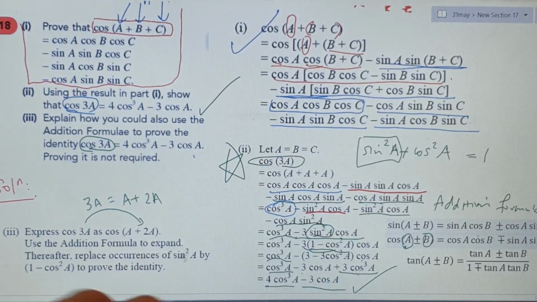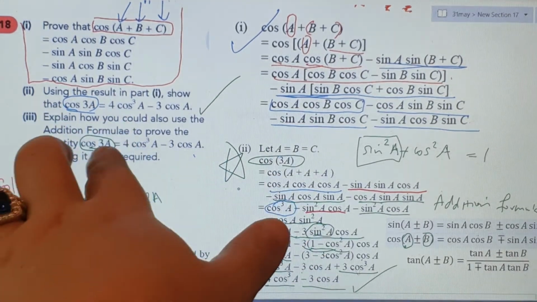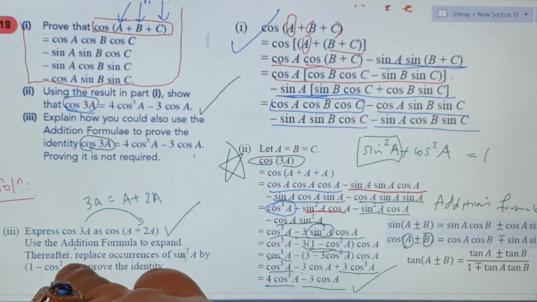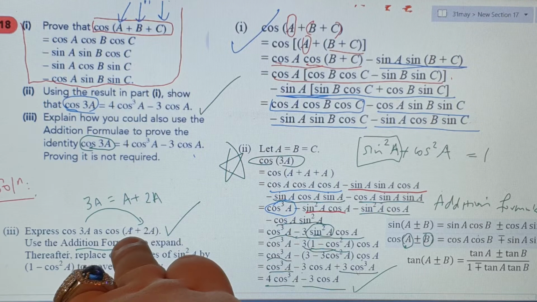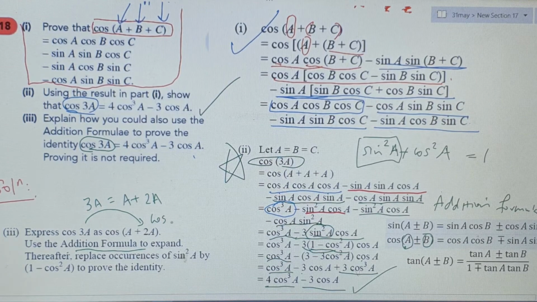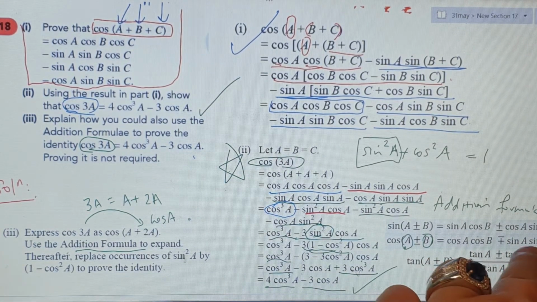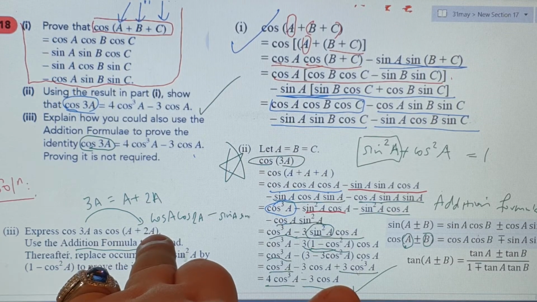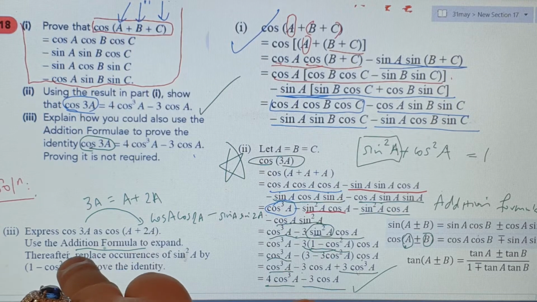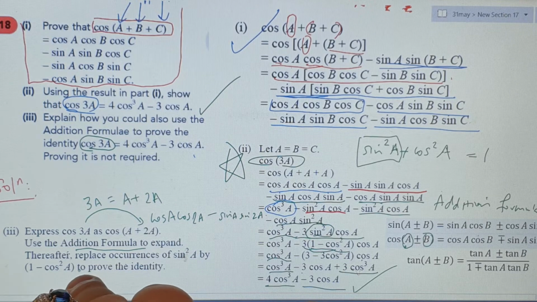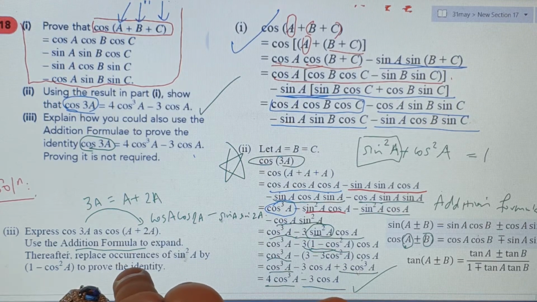Okay, so after you have done this, you see this question doesn't require you to prove, they just want you to explain only. So you just say express this in terms of this, done already. Then use the addition formula to expand what? This one. So it'd be cos, okay, I show you what they mean. It'd be cos, see, cos, sin, right? Then you change this plus to minus. Cos, minus sin. Okay? Then now what? Replace all the sine square A by 1 minus cos square A to prove the identity. Okay?